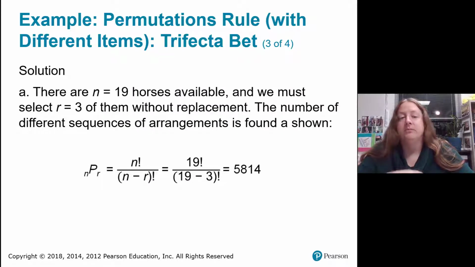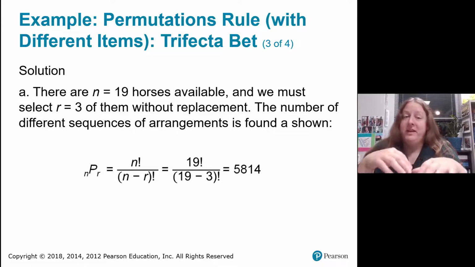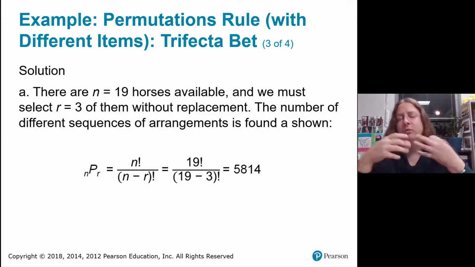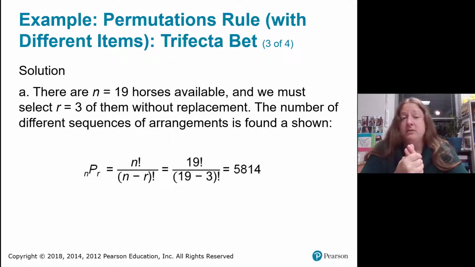All right, so solutions. First off, we're looking for how many trifecta bets do we have? All right, so n is 19. There's 19 horses available, and we need to choose 3 of them. So we want to multiply 19 times 18 times 17. The multiplication rule and our factorial rule, we've got that intuition. We know that's what we need to do. And in fact, if you multiply those 3 numbers together, you're going to get 5,814.